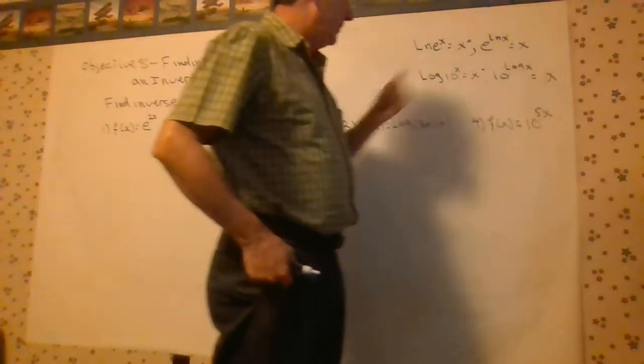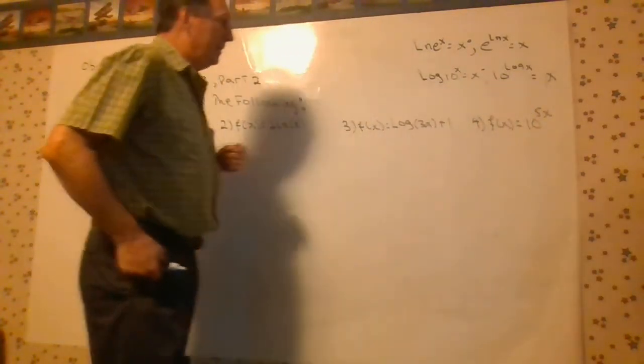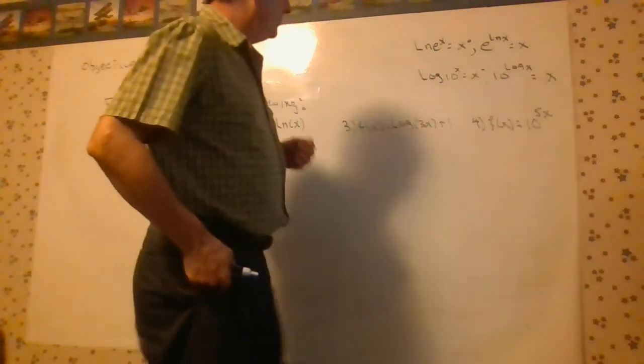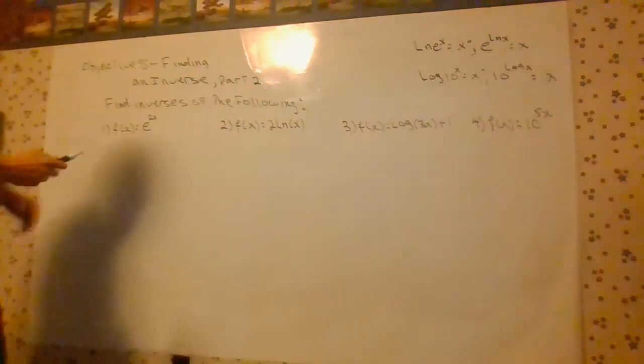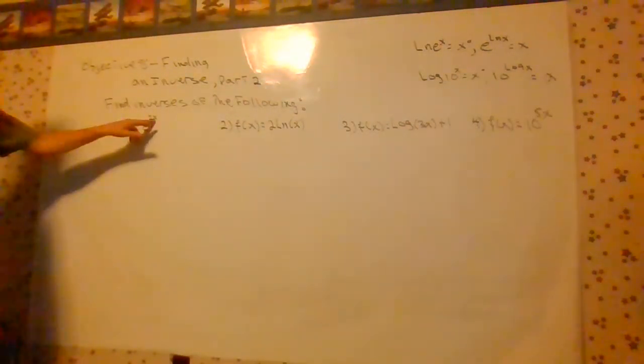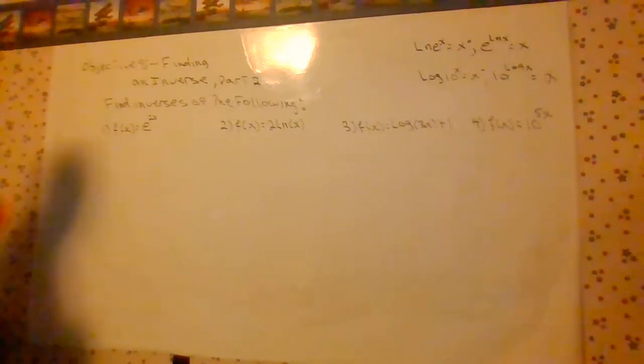Think of this as an equation solving technique. If you're solving for x and there's an e in the way, you take the natural log of both sides and vice versa. So we have our first function, f of x equals e to the 2x. We want to find the inverse.